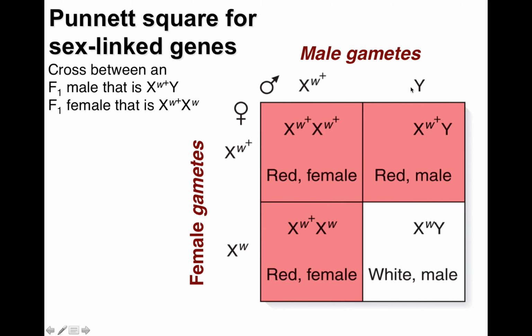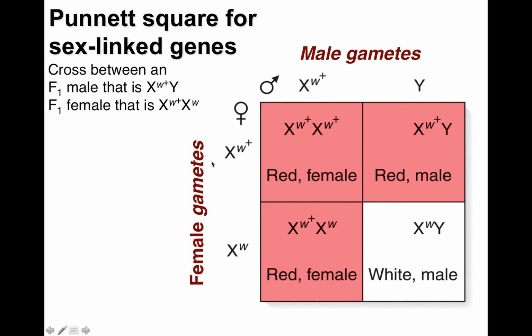When we write the male gametes at the top here, the male gametes can have either an X chromosome or a Y. Now, these genes are not on the Y chromosome, so we don't indicate that they are. When a male has a gene on the X chromosome that we're following, we say that the male is hemizygous. It has only one copy of that gene. The females, however, have two X chromosomes.